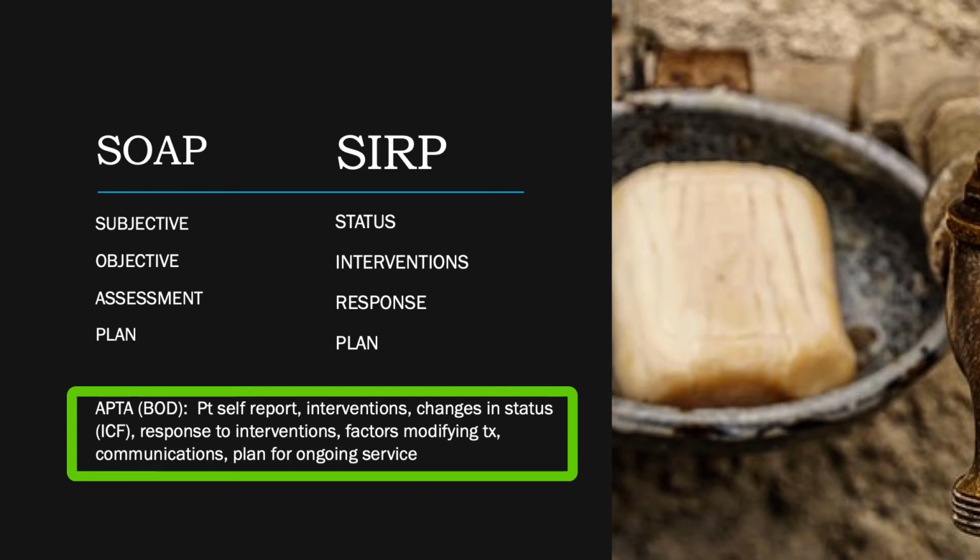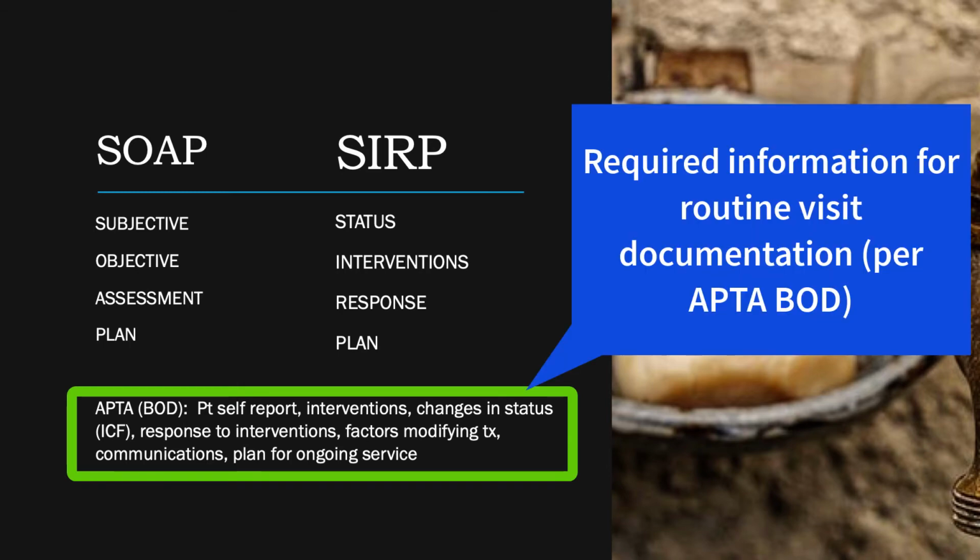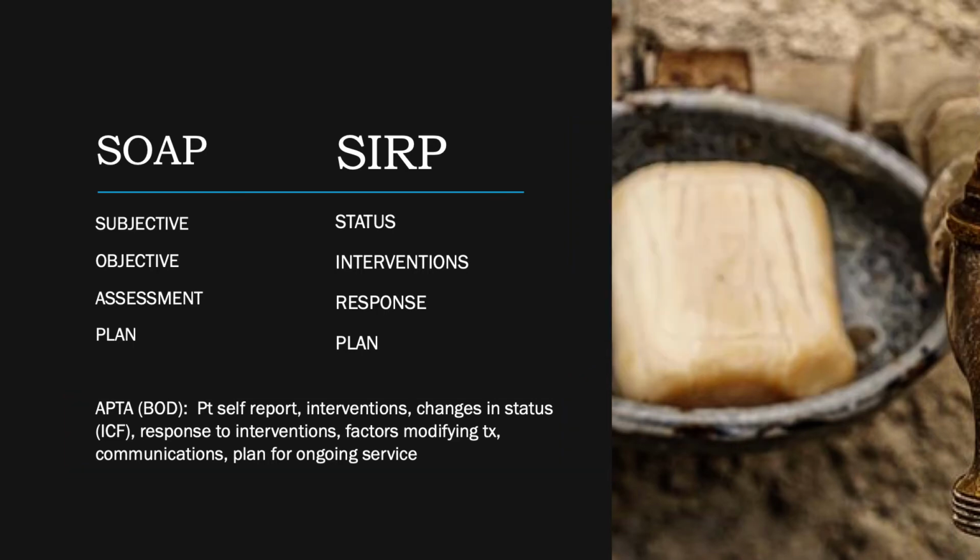We also should include communications with other providers, the patient and the family, and then finally our plans for the next visit. So each of those categories listed down there at the bottom of the slide are the required categories for routine visit documentation according to the APTA. It's up to you to figure out how to organize those and what parts of your framework you should put them in, whether you're using SOAP or SERP or some other format.